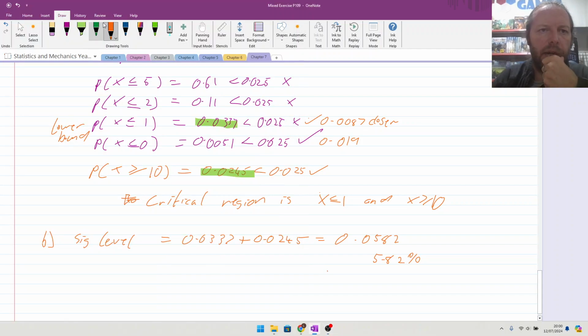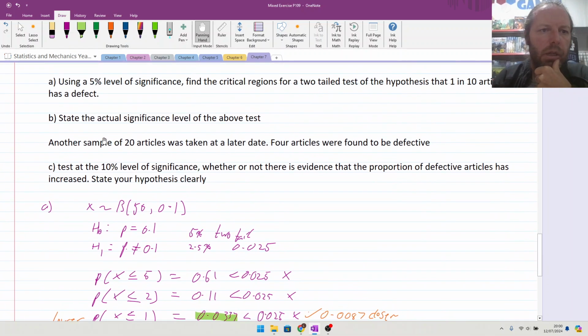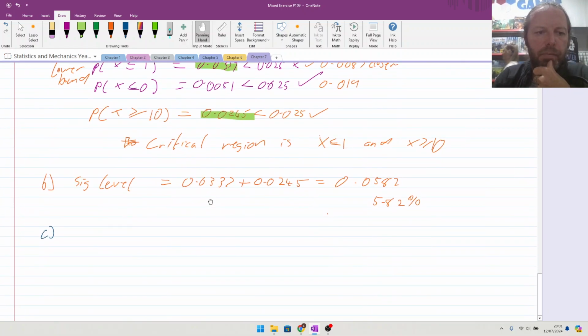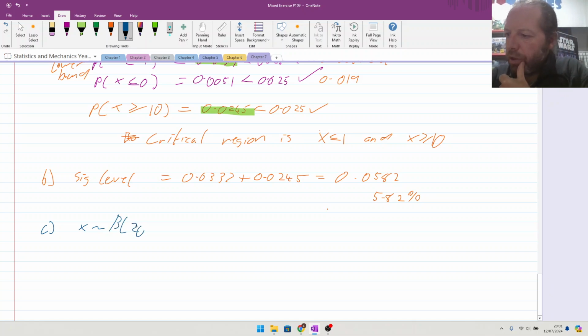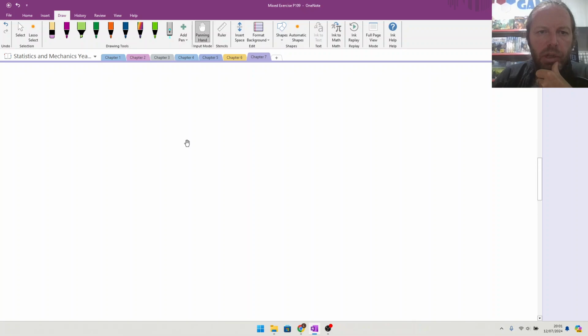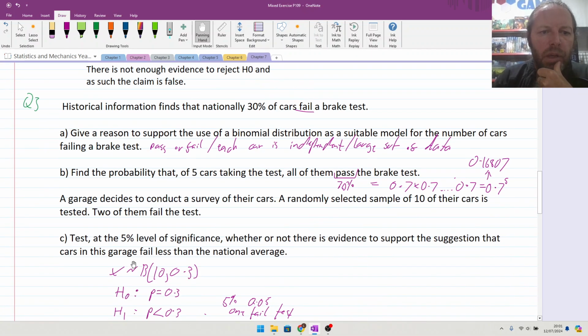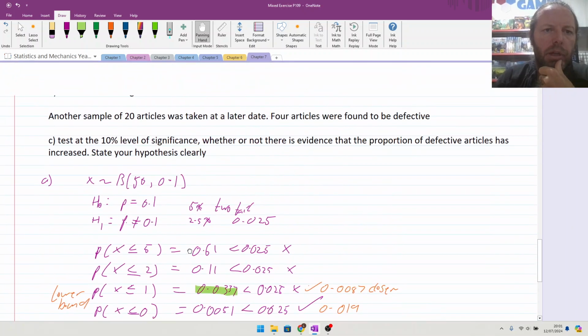Okay, let's go and have a look at part C to this question. Okay, a lot of work in that. Another sample of 20 articles is taken at a later date. 4 articles were found to be defective, so we need to reset up our binomial. Okay, and we will put in x binomial, and we had a sample of 20, and we're still working on the 0.1. Okay.